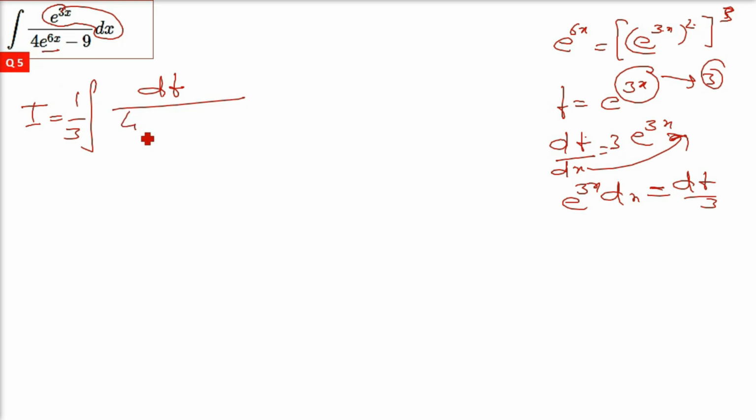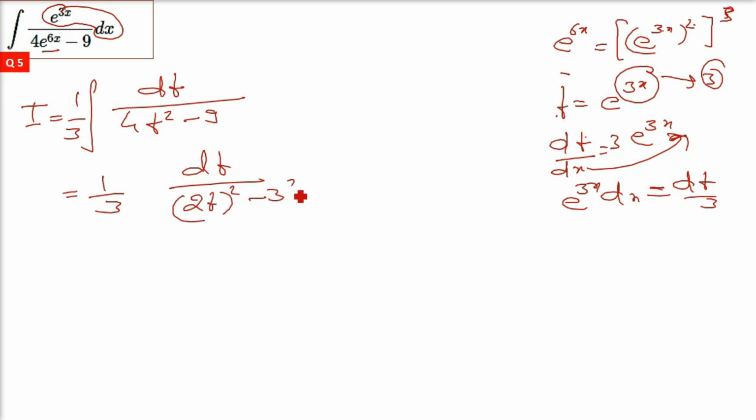4 into e raised 6x will give you 4 into, now we have to square e raised 3x in order to get e raised 6x. So it will be t square. So 4t square minus 9 can be written again as a square form. 4t square can be (2t) square and 9 is of course the square of 3. So can we use it directly? See, if you put 2t equals to something, okay, but you don't have to do it. Even if you put 2t equals to something p, then the result will remain the same.